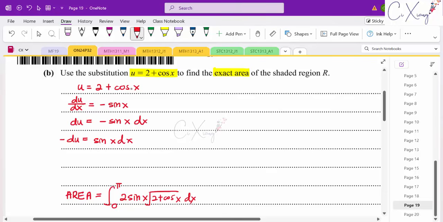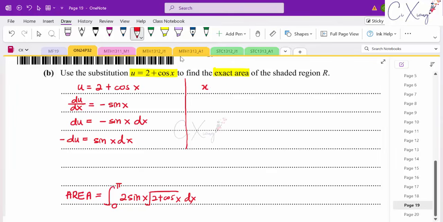Okay, then after that, we haven't completed setting up the question yet. We need to also consider the limits. You know that our limits are from 0 until pi, and these are the values of x. So let's start when x equals 0. What happens to my value of u? You should know that u equals 2 plus cos x, so you put 2 plus cos 0. Cos 0 gives you a value of 1, so you get 3 here.